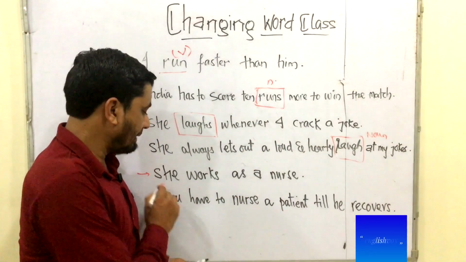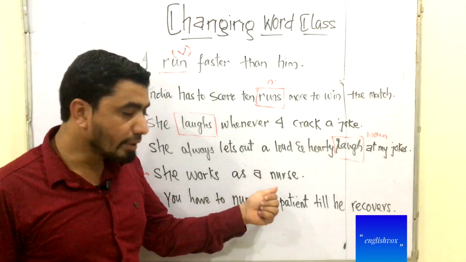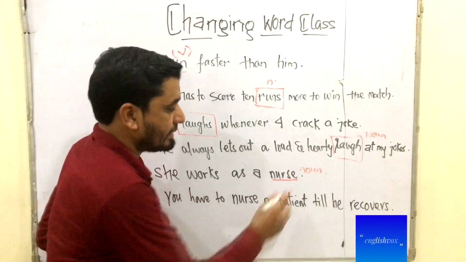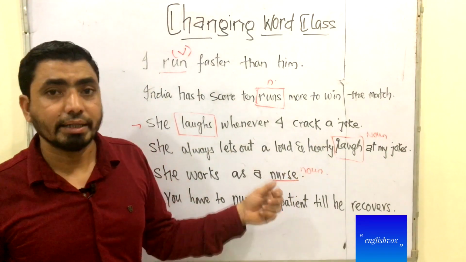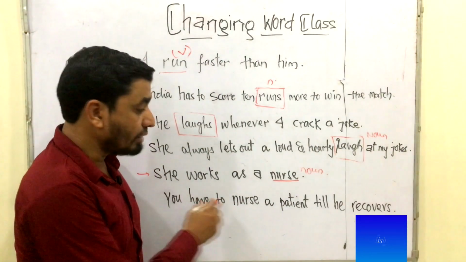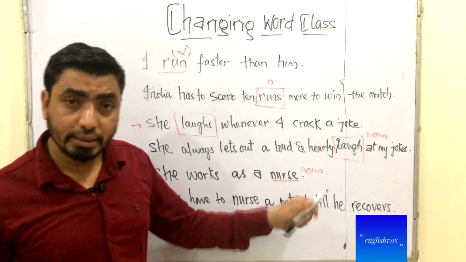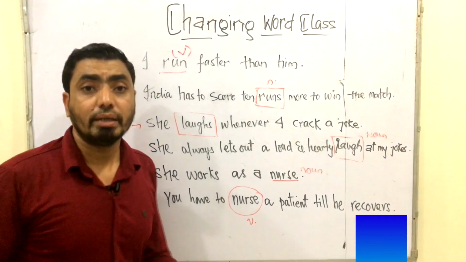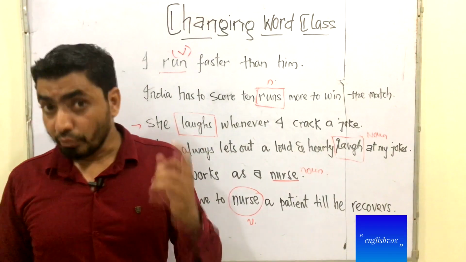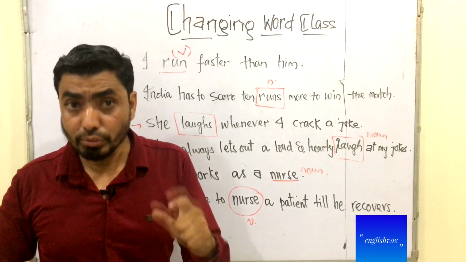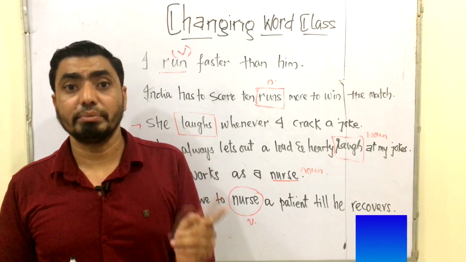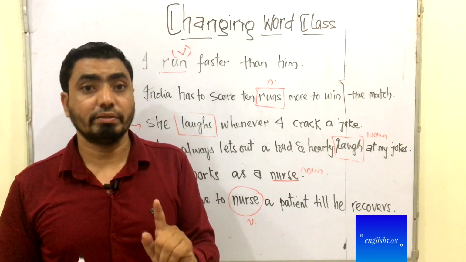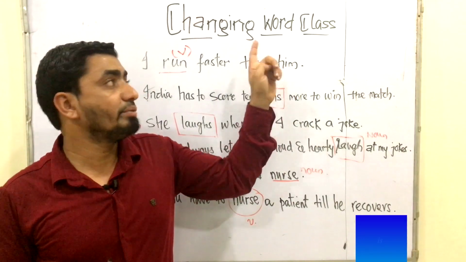In the last example, she works as a nurse. Nurse is used as a noun in this sentence, so its word class is noun. And in another sentence, you have to nurse a patient till he recovers. So here this word nurse is used as a verb. So what we can say is that a word which is used sometimes as a noun and sometimes as a verb without adding any affixes, prefixes or suffixes is called changing word class.